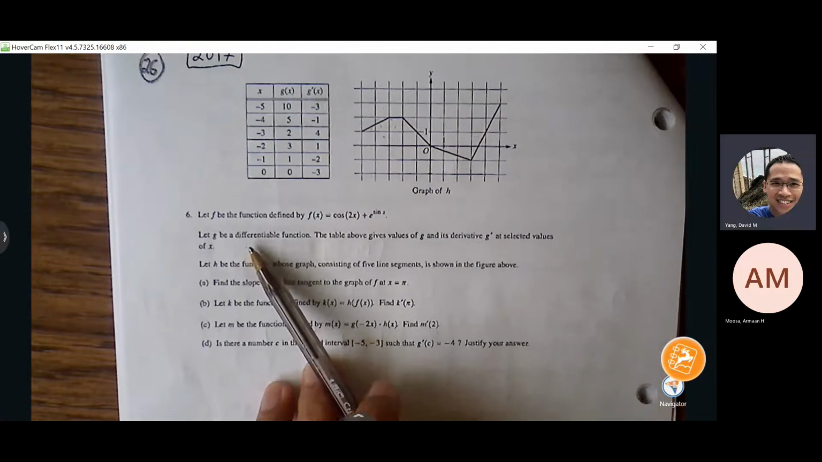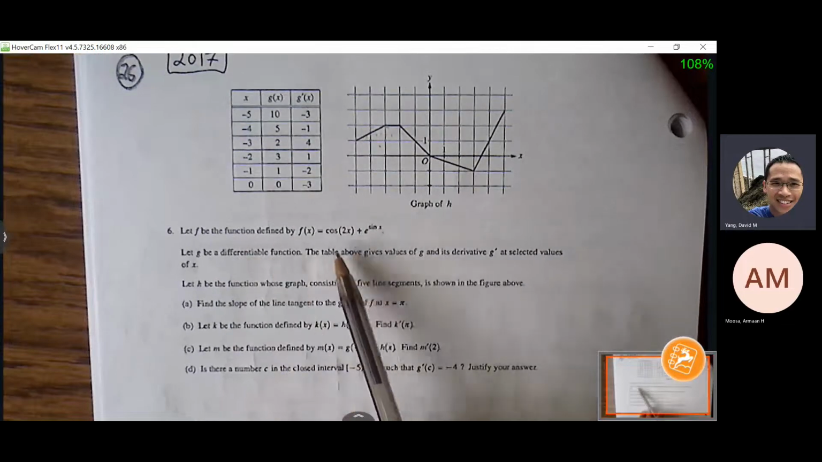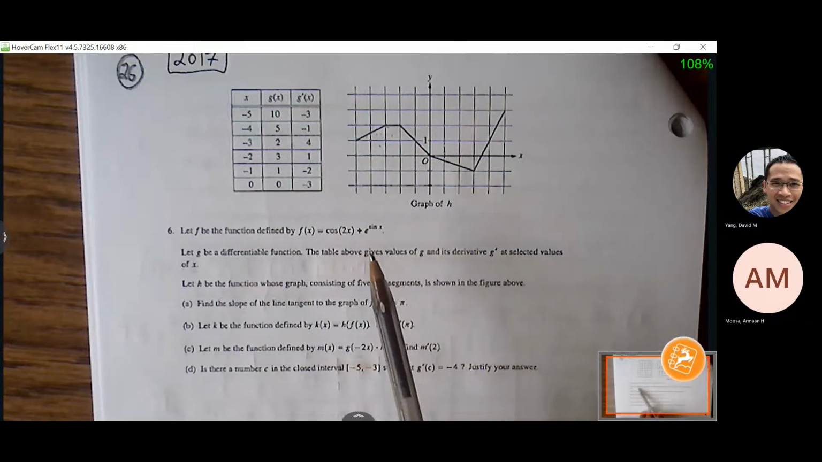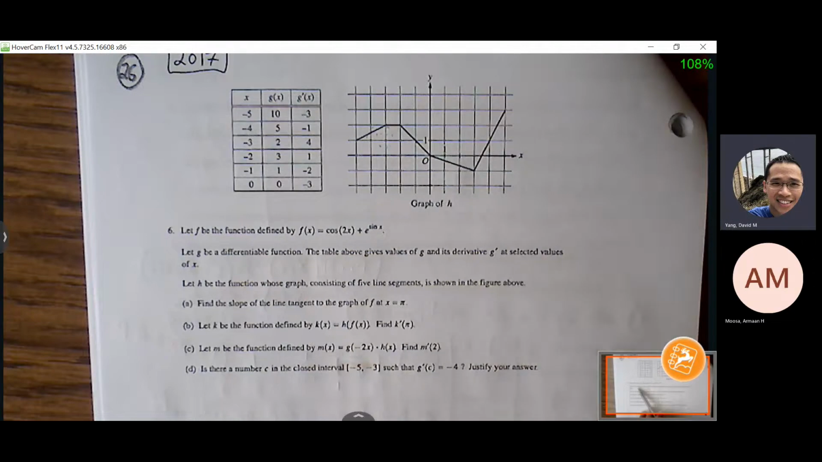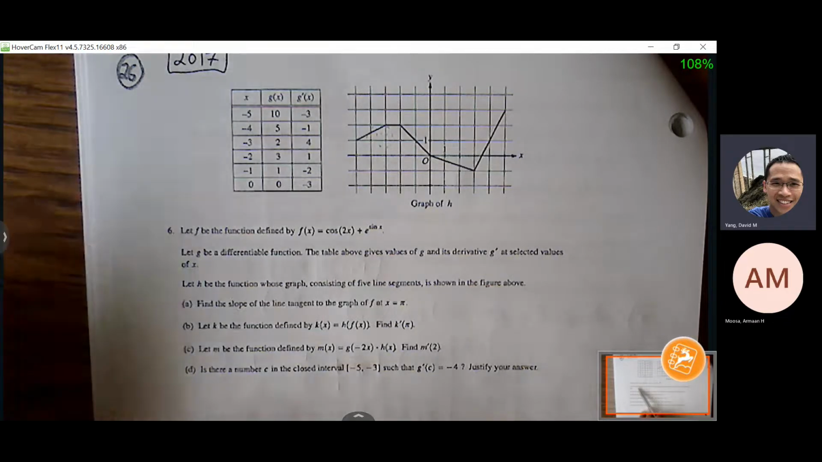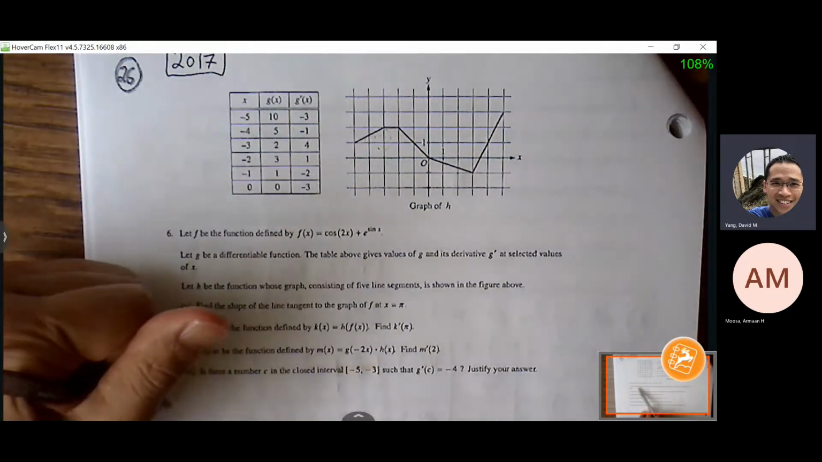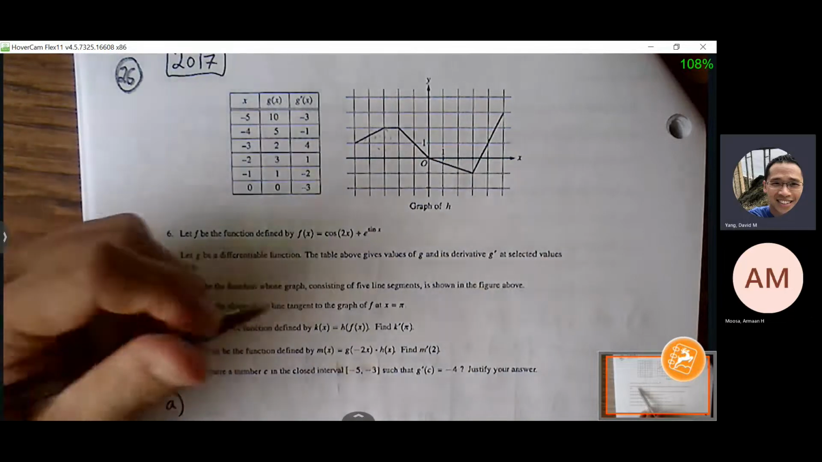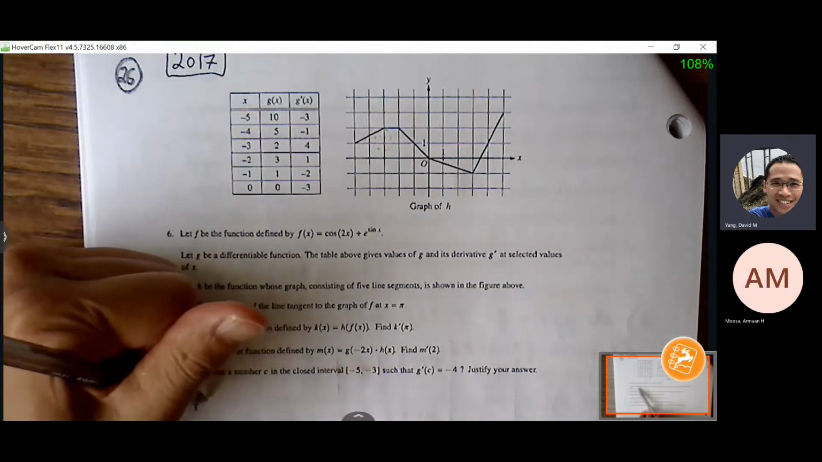Okay, number 6. Let f be the function defined by f of x equals cosine of 2x plus e to the sine x. Let g be a differentiable function. The table above gives the value of g and its derivative, g prime, at selected values of x. Let h be the function whose graph, consisting of 5 line segments, is shown. Find the slope of the line tangent. To find slope, I first have to get to the derivative. So we'll start with building our way to f prime.